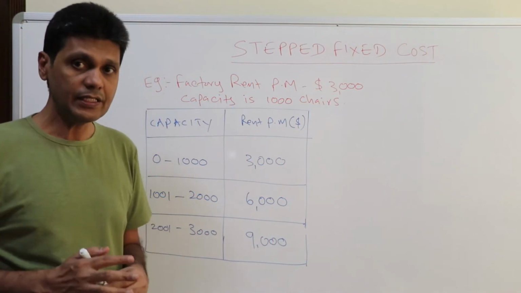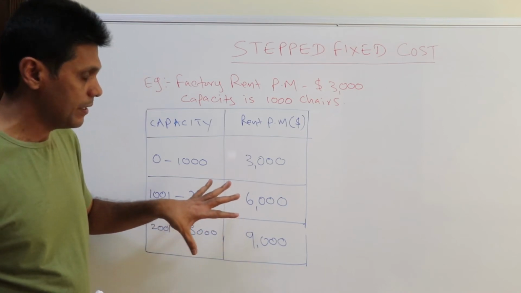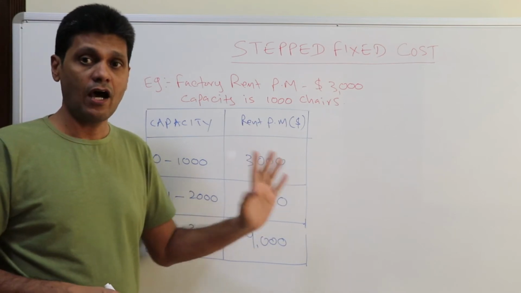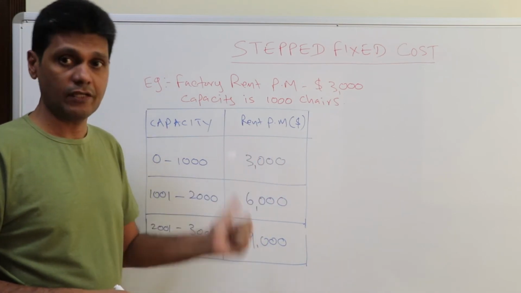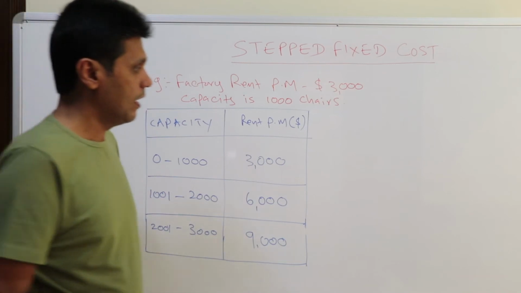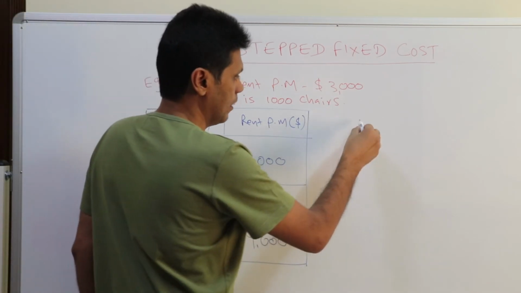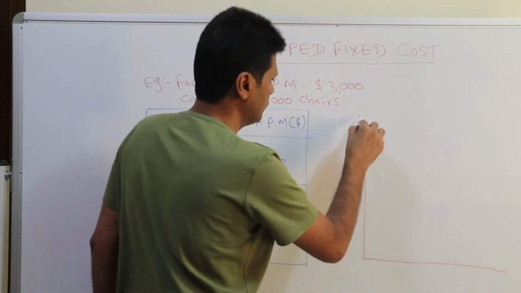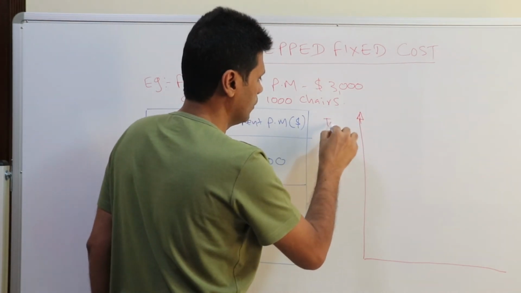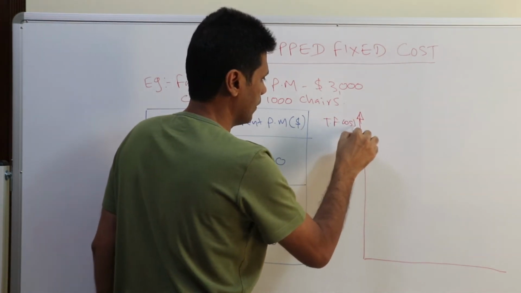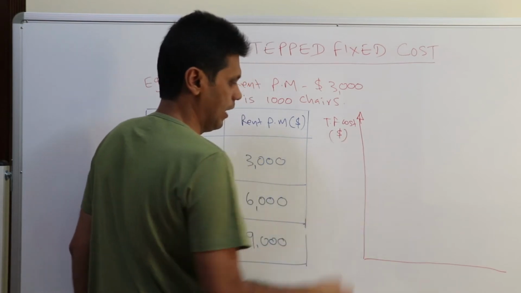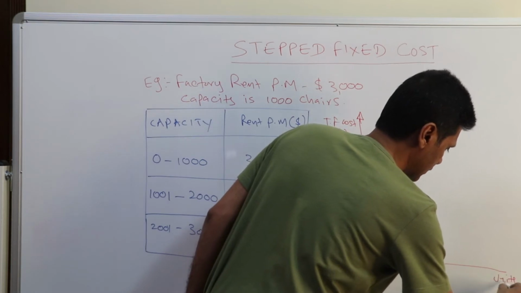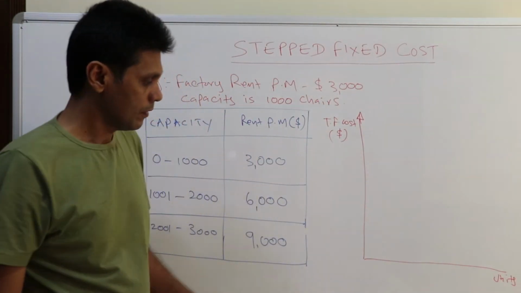Now let's see, based on this information, let's plot the graph and see how the graph will look for the step fixed cost. As you know, we have to have the vertical axis as well as the horizontal axis. The vertical axis will be the total fixed cost. This is the cost, and this will be the number of units or the volume.